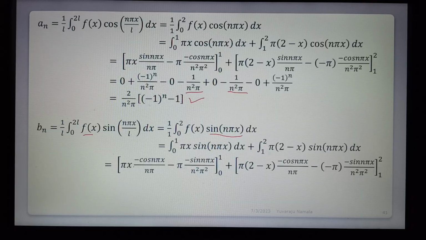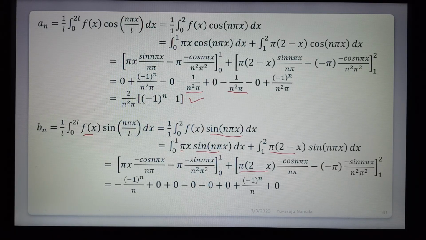So that is 5x into minus cos nπx by nπ, minus the derivative of 5x, that is 5, into the integration of sin, that is minus sin nπx by n square π square, with limits 0 to 1, plus here 5 into (2 minus x), that is u, into the integration of sin, that is minus cos nπx by nπ, minus the derivative of 5 into (2 minus x), that is minus 5, into the integration of sin, that is minus sin nπx by n square π square.